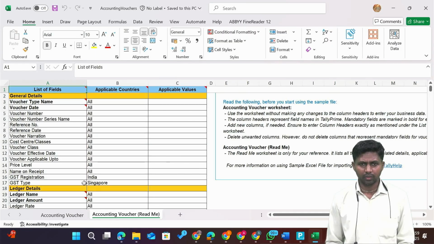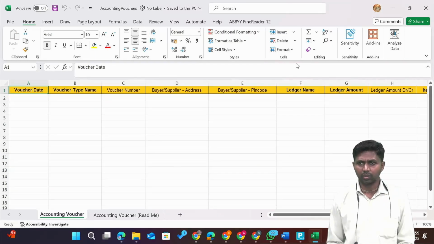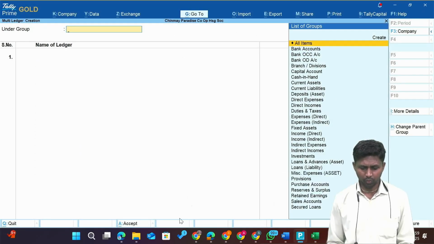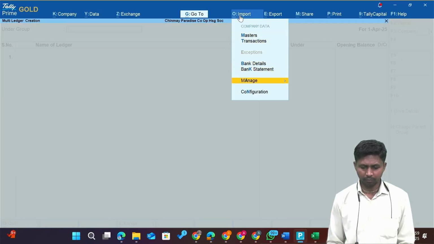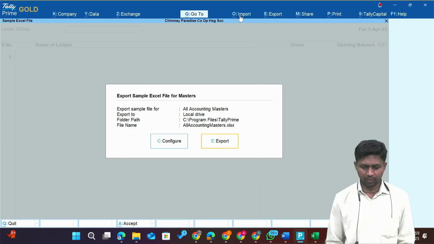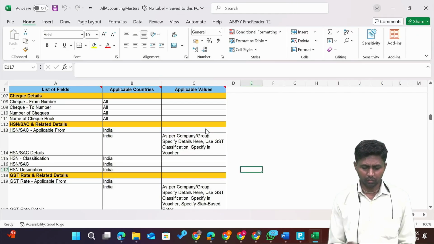Okay, this is for importing vouchers. Okay, sorry, we don't want to import the vouchers. What do we want to import? We want to import the masters. Manage sample, say masters. Now this is also in the C tally, and then all accounting masters. This is the file name. Import. We have already overwrite.